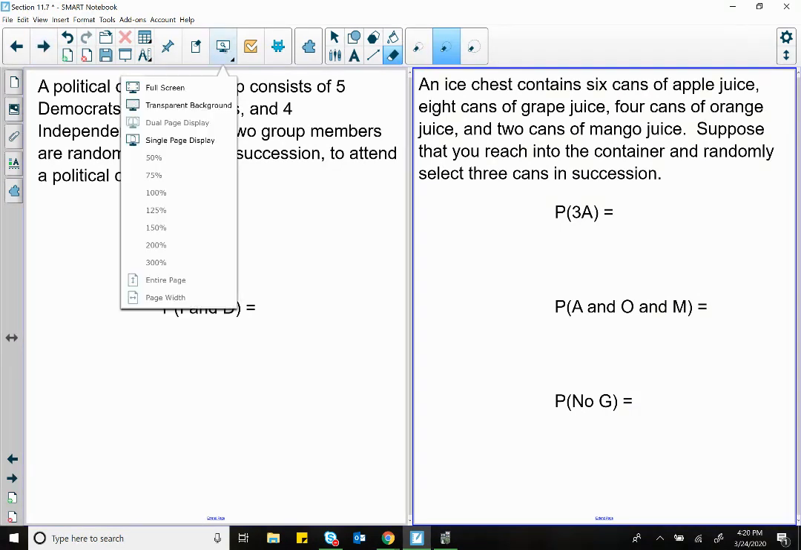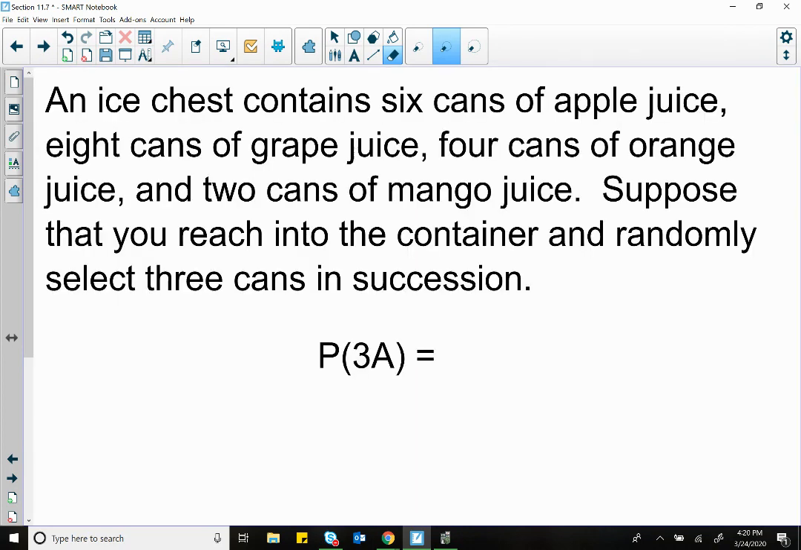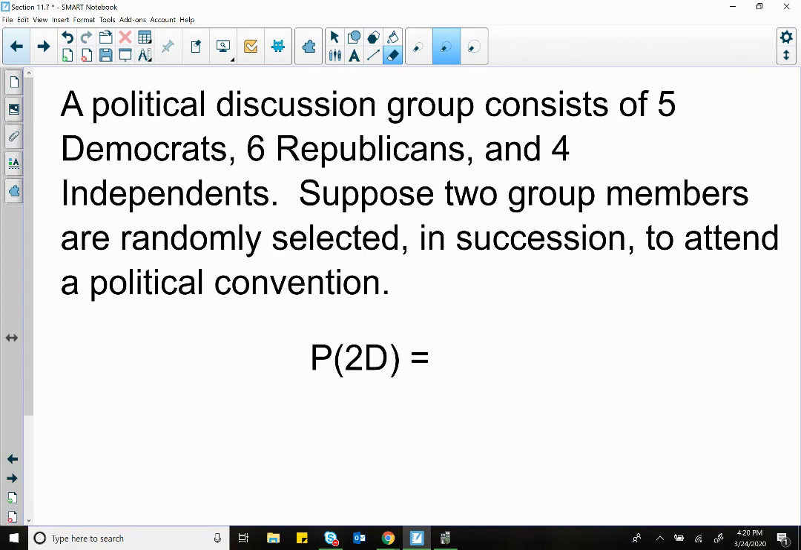Okay, so let's take this out of dual screen. Hopefully you notice that both of these were dependent events. So in this one it says, a political discussion group consists of 5 Democrats, 6 Republicans, and 4 independents. Suppose 2 group members are randomly selected in succession to attend a political convention. So in succession means that I'm going to pick someone, and then I'm going to grab another someone. I'm not grabbing them both at the same time. I'm grabbing them one after another.